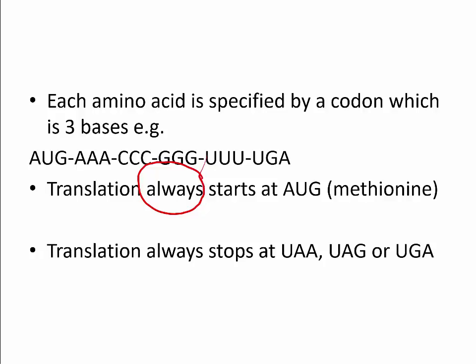Additionally, translation always stops at one of our 3 stop codons. And so as we talk about the translation process today, the ribosome is going to be going 3 codons at a time, adding different amino acids until it gets to one of these 3 stop codons. And when it hits one of those 3 stop codons, that's when we know we have hit termination and the end of translation will occur.